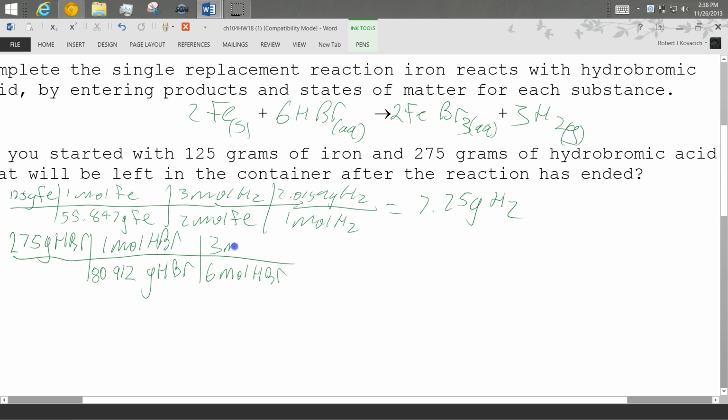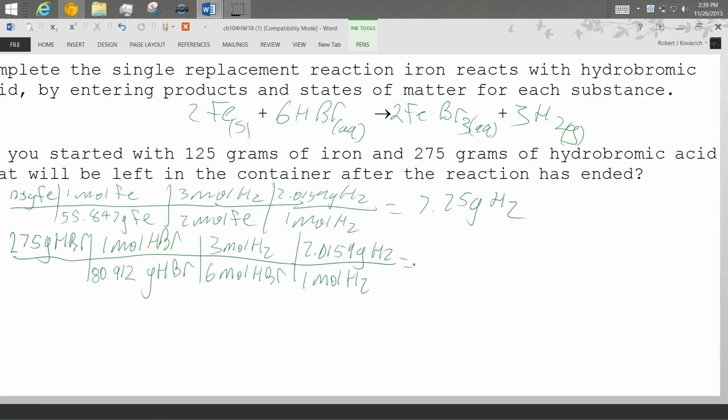and 3 moles of H2. And for every 1 mole of H2, it's 2.0159 grams of H2. All right, so I've got 275 divided by the 80.912 divided by 2 times 2.0159. I get 3.43 grams of hydrogen. Okay, so which one's my limiting reagent?